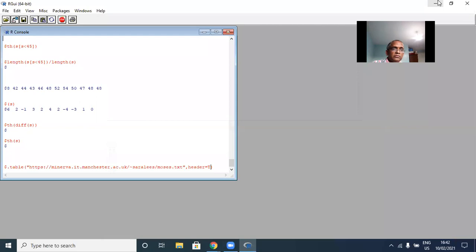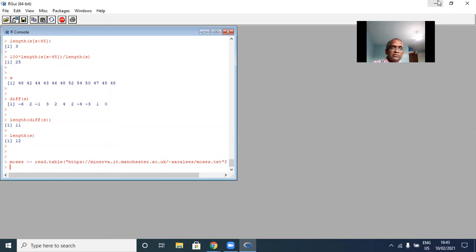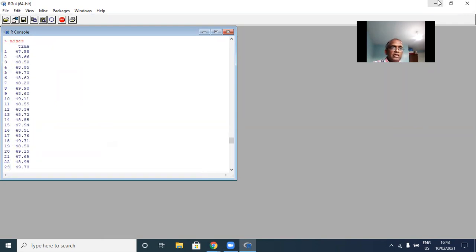So we need to tell the computer that the data has a header, right? All right. So now let's assign this to a variable. You can call it any name. Let's call it Moses. So this is what you will get. Now, if you type Moses, you see the data that I have read. So it has two columns. The first column is a counter column, which you can ignore. The second column is the data that we read.